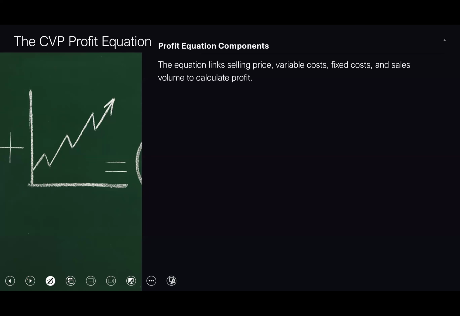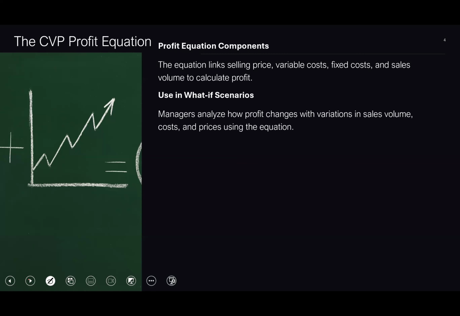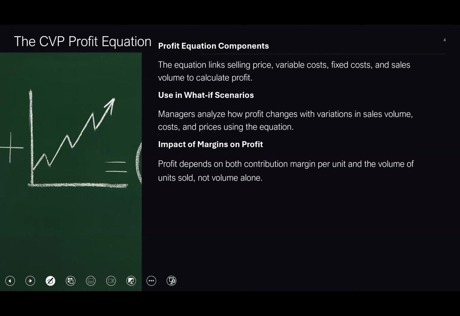Okay. Now we are going to concentrate a little bit on the profit calculation equation that we saw on the previous slide, and then we'll be able to conduct what we call the sensitivity analysis or what-if scenario. Okay, so profit depends on contribution margin per unit and volume of units sold. Not volume alone. For example, if your contribution margin is 50 minus 30, equal to 20.